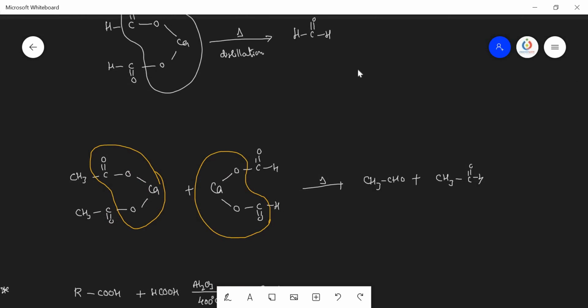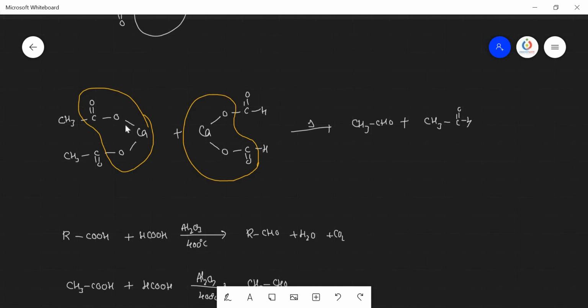When these two are mixed together, then which molecule will we get? Again combine these two and heat it. So here there is a loss of CaCO3, and here also there is a loss of CaCO3. This is the calcium acetate part and this is the calcium formate part. So after the loss of the two molecules of CaCO3, this CH3 part shall be connected over here so that we will get the CH3CHO aldehyde, and this CH3CO part shall be connected to this hydrogen so that we get the CH3CHO.